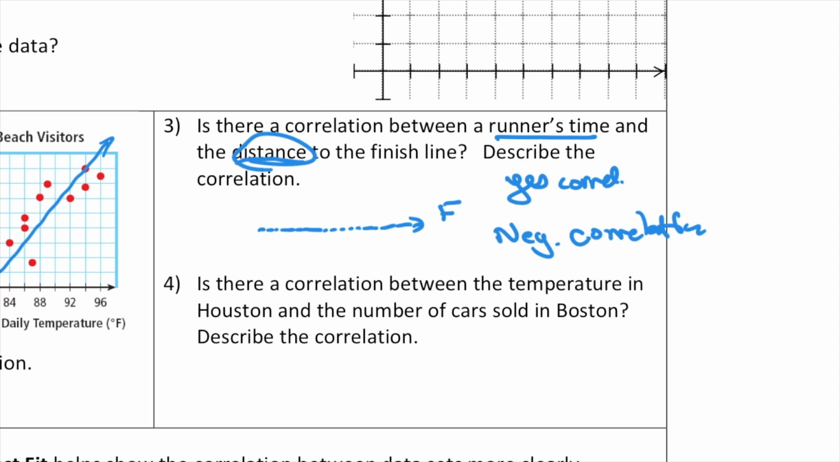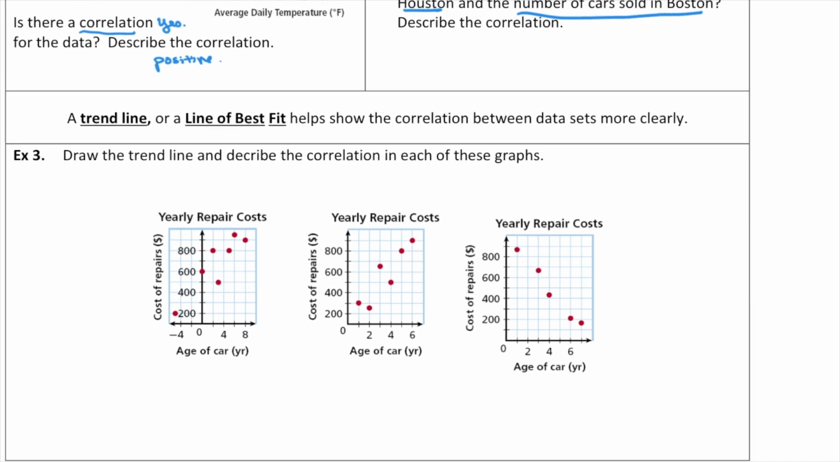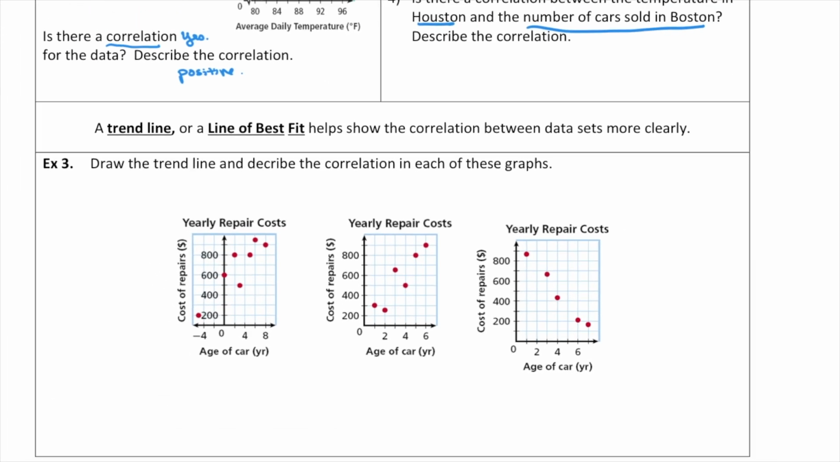Question C. Is there a correlation between the temperature in Houston and the number of cars sold in Boston? Think about that. Is there a relationship between the temperature in Houston and the number of cars sold in Boston? So trend line or line of best fit helps to show this correlation between the data more clearly.